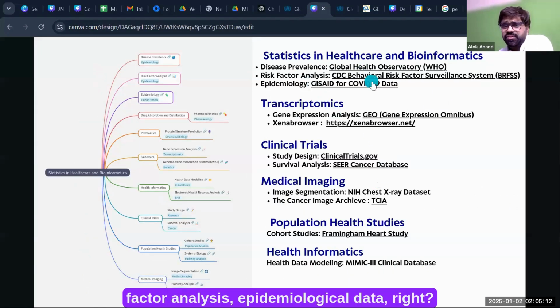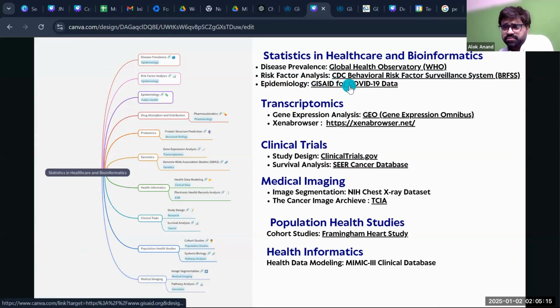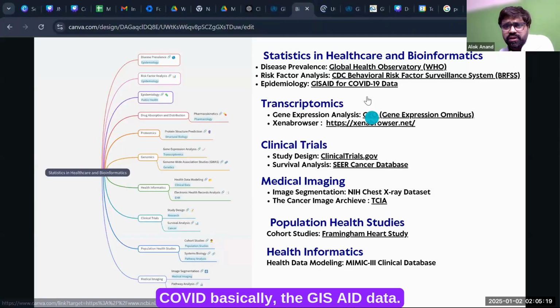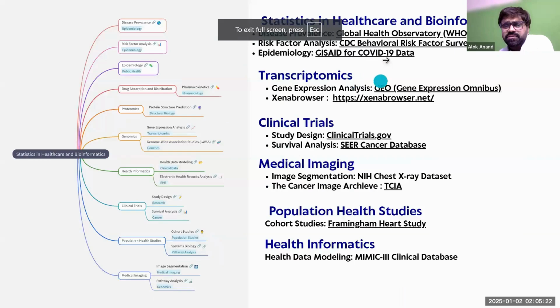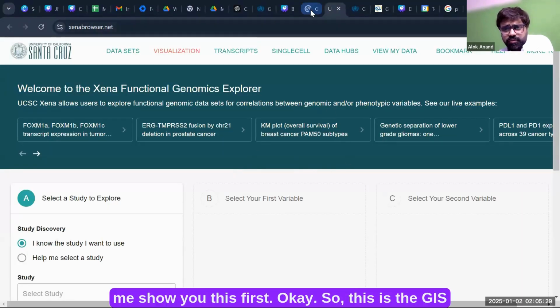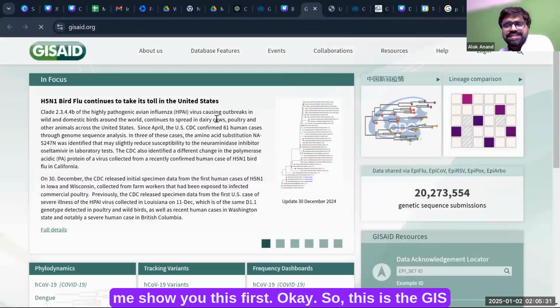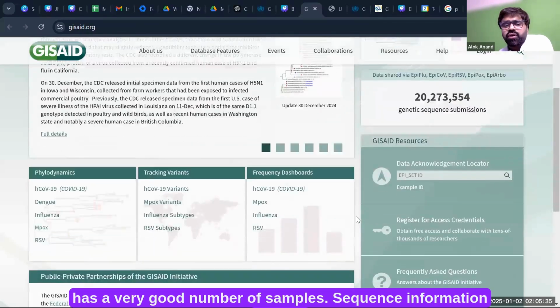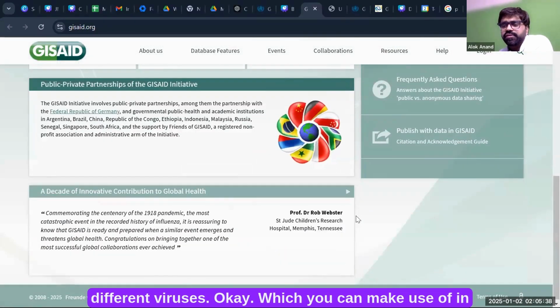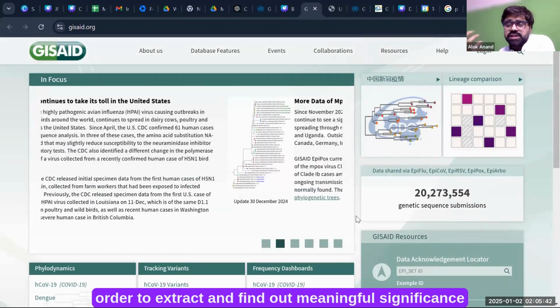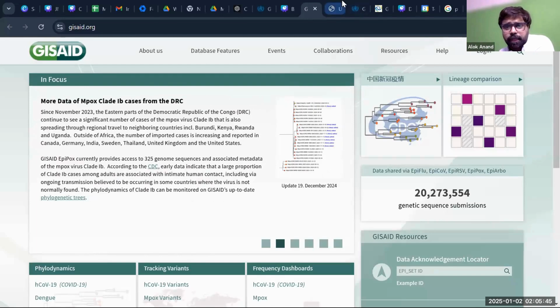Then we have risk factor analysis, epidemiological data, right? This data was highly used at the time of COVID, basically. The GISAID data. Great. So see here, let me show you this first. This is the GISAID database. It has a very good number of sequence information of the different viruses, which you can make use of in order to extract and find meaningful significance and analysis.